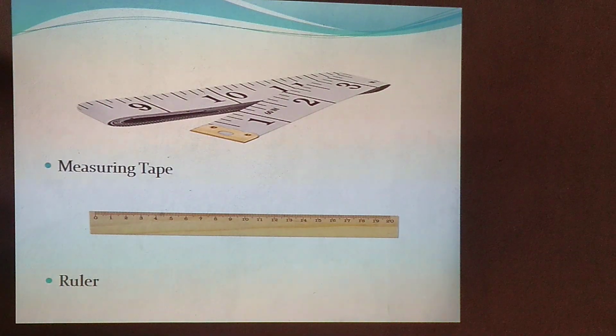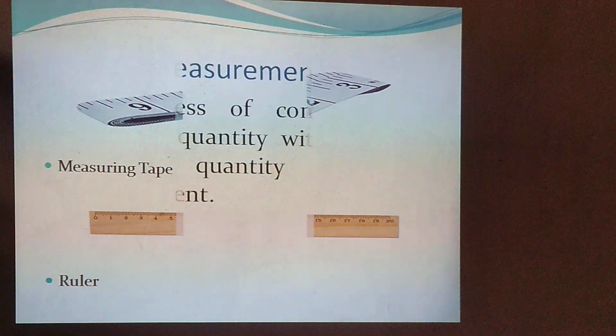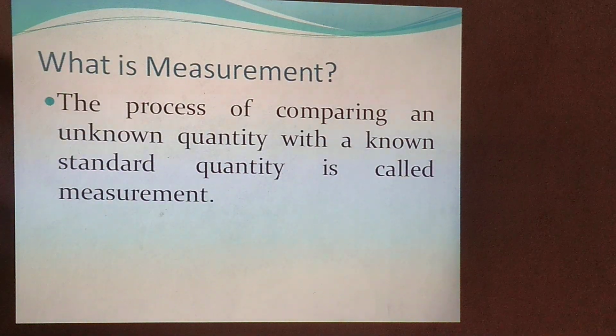So here also the same thing is happening. Previously the measurement of cloth was unknown, but that is being compared with the known measurement which is given in the measuring tape or meter rod. In that way, here also we are comparing the unknown quantity with the known one, and we can get the measurement. So in this way, what is measurement? The process of comparing an unknown quantity with a known standard quantity is called measurement.